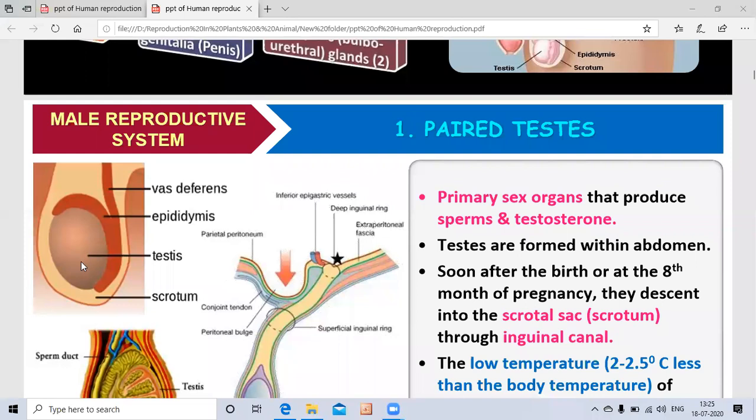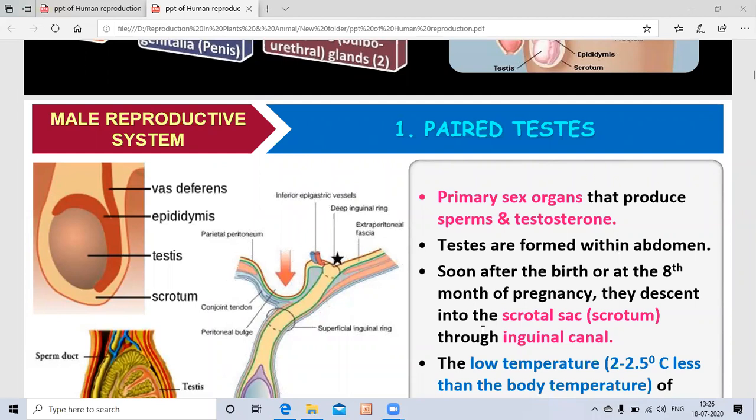What happens in the testis? Production of the sperms. The testes are formed within the abdomen. In our abdominal cavity, there is the presence of the testes.